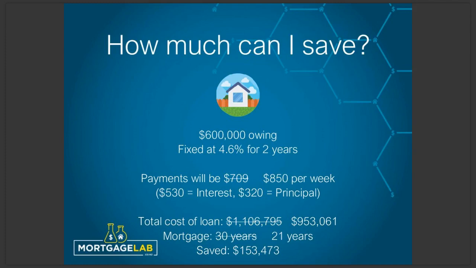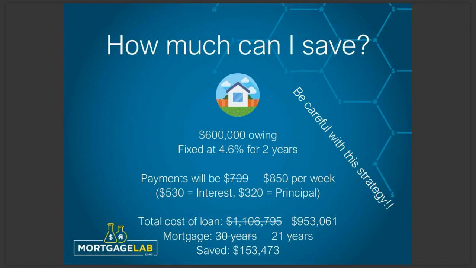The one thing to note here is that you have to be careful with this strategy. If you commit to raising your payments from $709 to $850 per week, the banks usually won't let you reduce those payments again until the end of the 2-year period in this instance. So you have to make sure that you can sustain this payment even if something happens to your income.